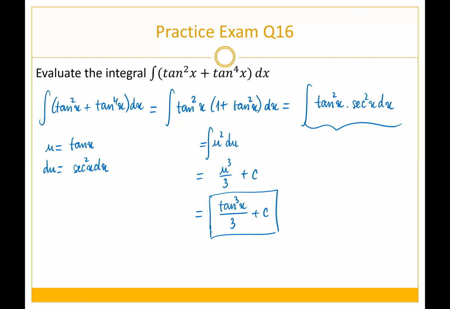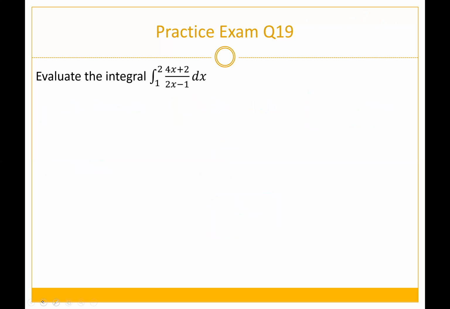Yeah, so that's my final answer for this. The tricky thing here is figuring out that you have to pull tangent square out and see that 1 plus tangent square is actually the derivative of tangent, so that you can use the u sub. So again, this one, that's the challenging part. Now let's go to the next question.